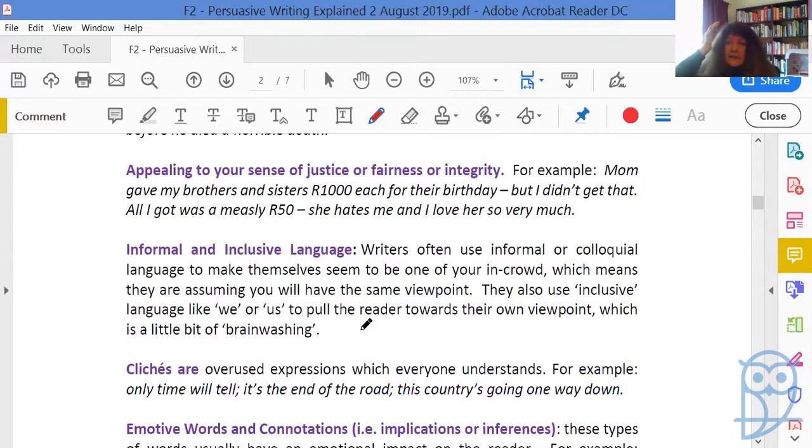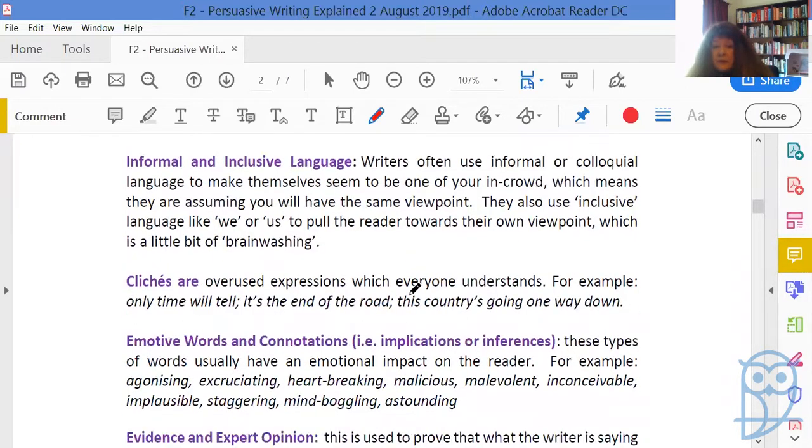As someone else said, let's go and jump in the fire. Are we really all going to go and do that? No, not unless you are a real sheep. So formal, inclusive language, informal and inclusive language. Okay, that's to make people try to think the same way as the author.